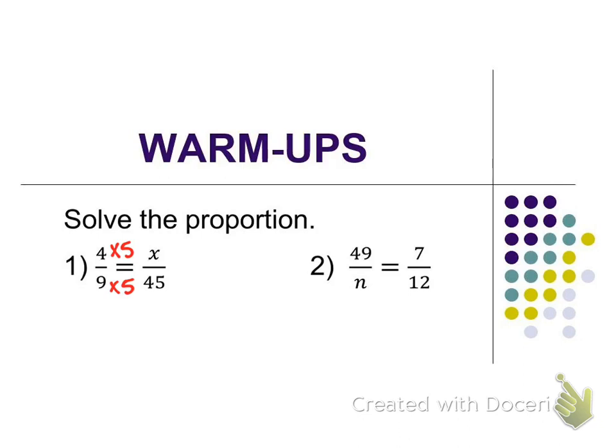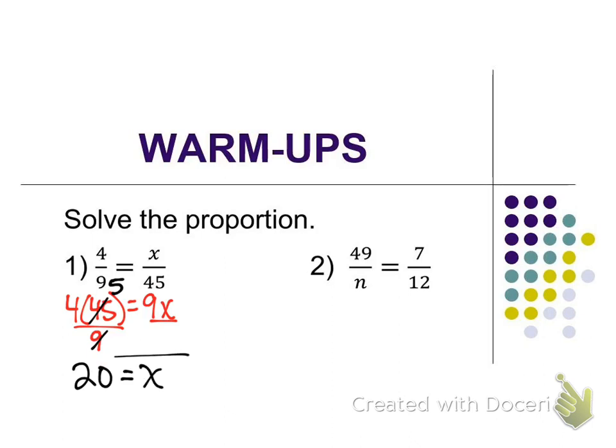Does anybody remember the other way of solving proportions when you can't see the relationship? Cross multiplication. Cross multiplication is the other way of doing that. So we could take 4 times 45 equals 9 times x. Okay, and of course we would then divide both sides by 9. I would rather just cross simplify that to be a 5, and yes, 20 is the correct answer for x. Either way you do it, whether you show the relationship or you cross multiply and solve, you should get 20.